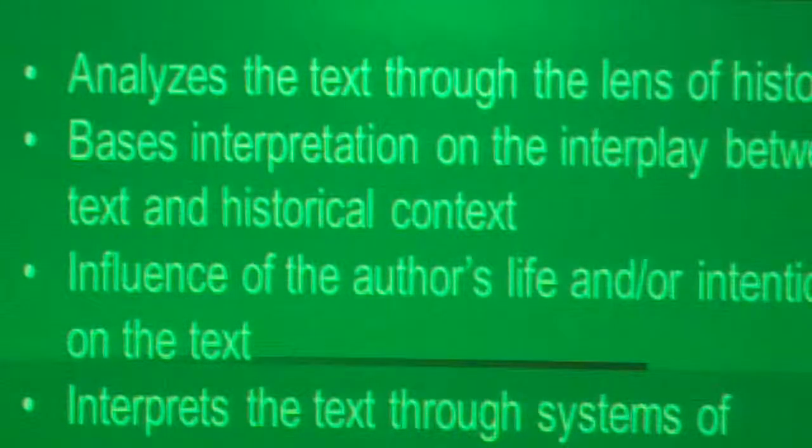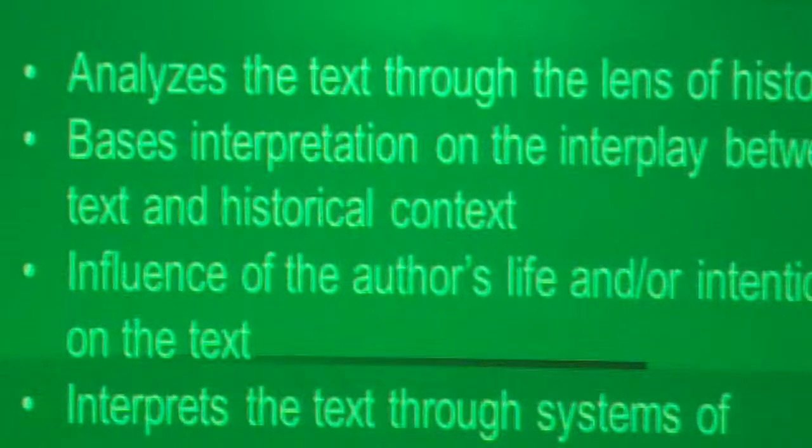studied The Crucible. New historicism and biographical criticism bases interpretation on the interplay between the text and the historical context, and the influence of the author's life and/or intentions on the text. That means obviously that if you're going to take that perspective, then you have to do some research on the author, usually in several places because there are different perspectives of an author's life, and bring that to bear on the text and look for a coordination. It interprets the text through the systems of meaning available at the time of the writing or during the historical context.